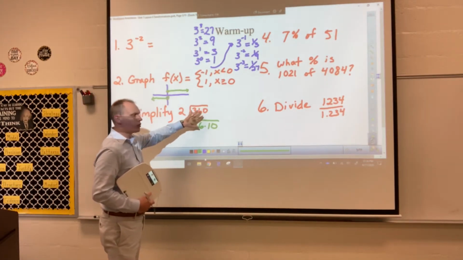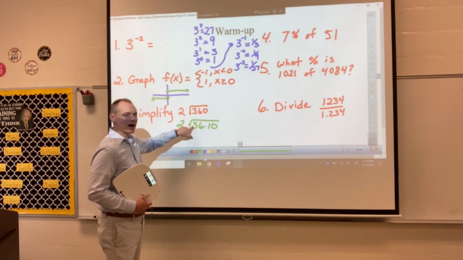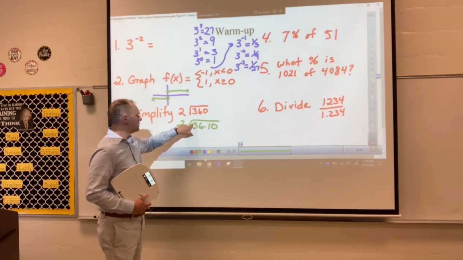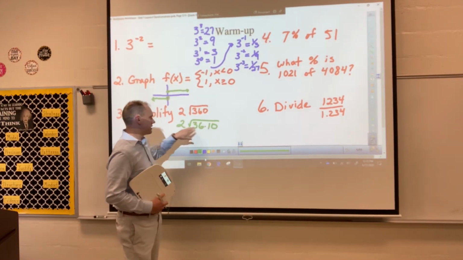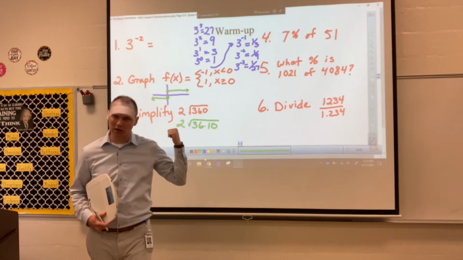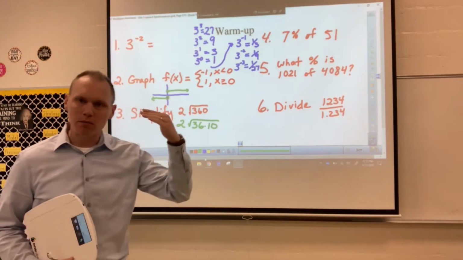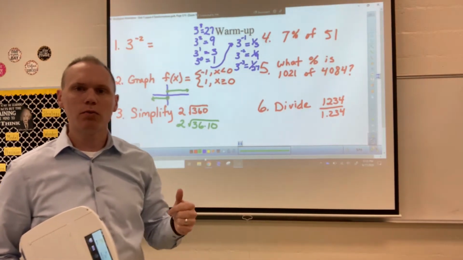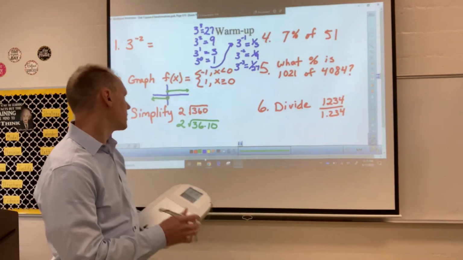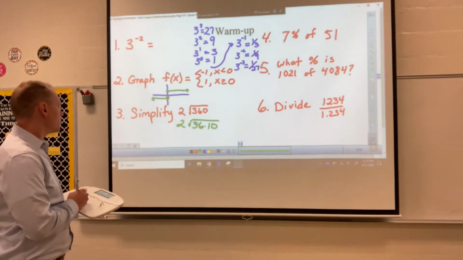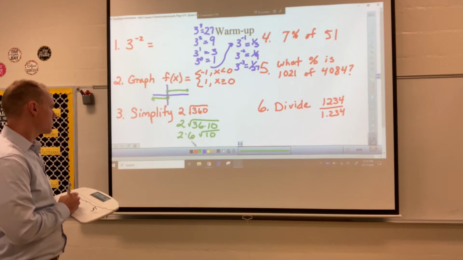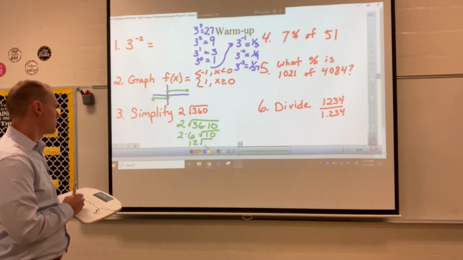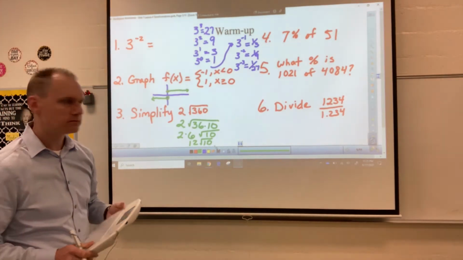If you were to pull out, maybe if you wrote it as 9 times 40, well, then you simplify the 9, and then you have to go back and simplify the 40, just like we're doing the 360 right now. So there might be multiple layers if you don't pull out the largest perfect square, in this case 36. So square root of 36 is 6, so we're going to have 2 times 6 times the square root of 10. 2 times 6, of course, is 12 square root of 10.